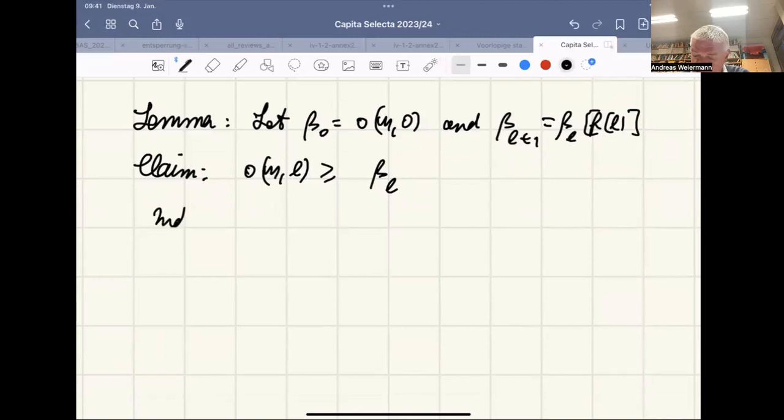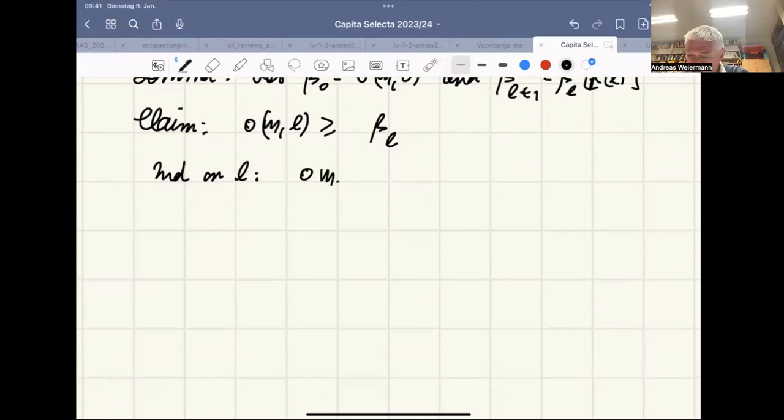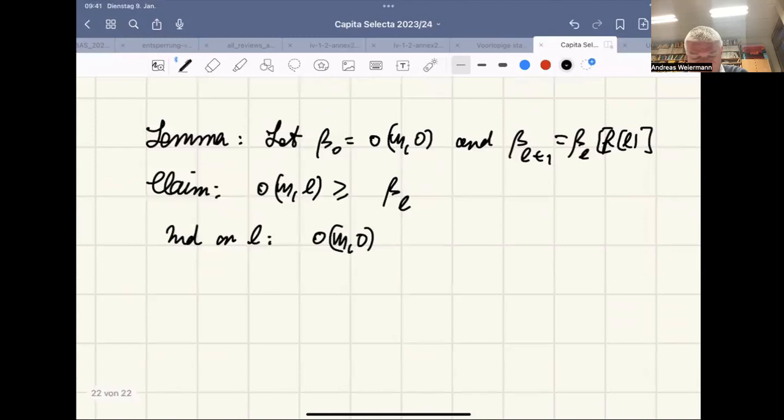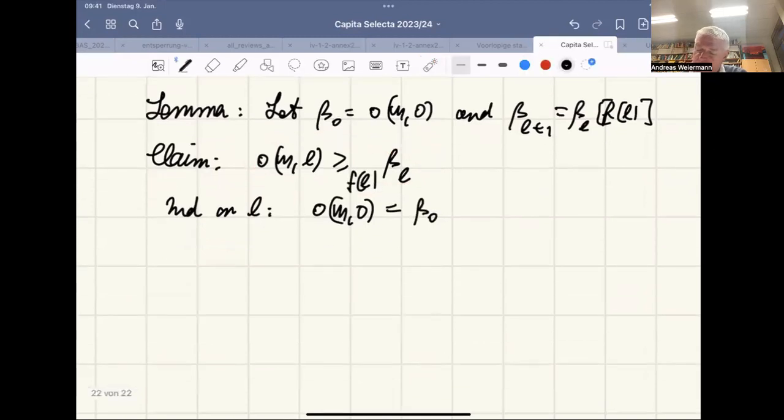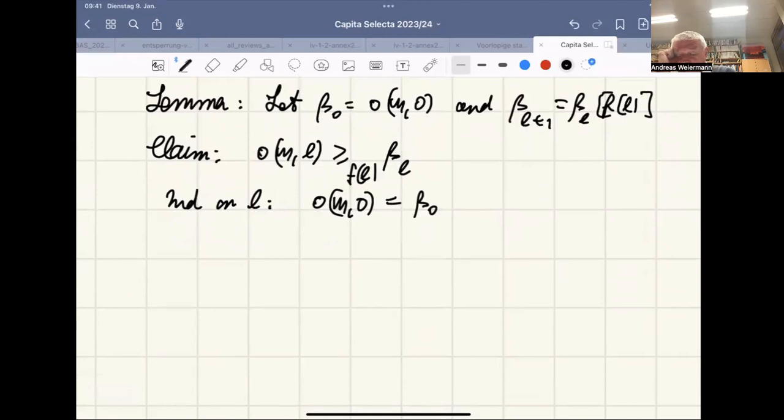So this is by induction on l. So that's easy. O of m0 clearly is equal to beta 0. Therefore, this is true for l equal to 0. Now, to prove it, actually, we plug in here the stepping down relation along f(l) to make inequalities work. So assume we have what? O of m_l is at least as big as f_l of beta l.